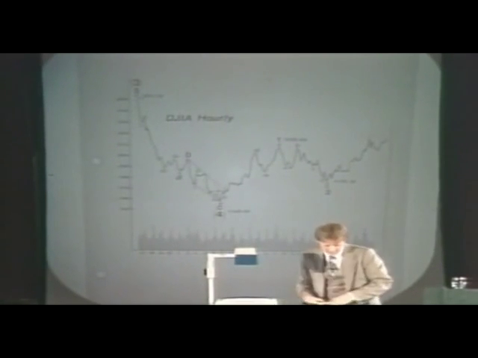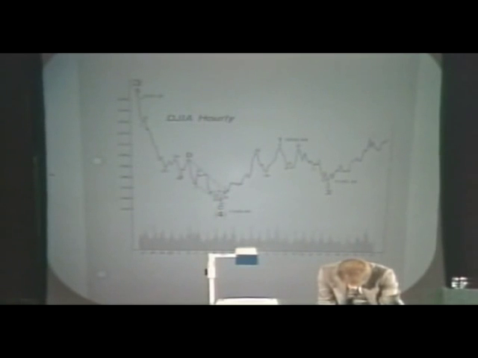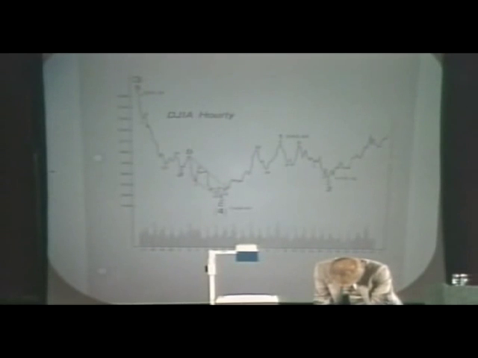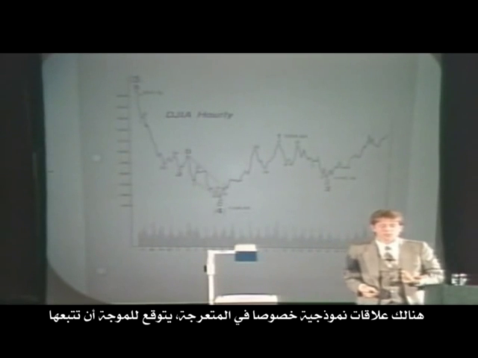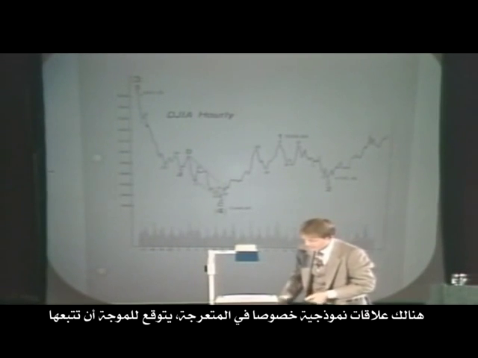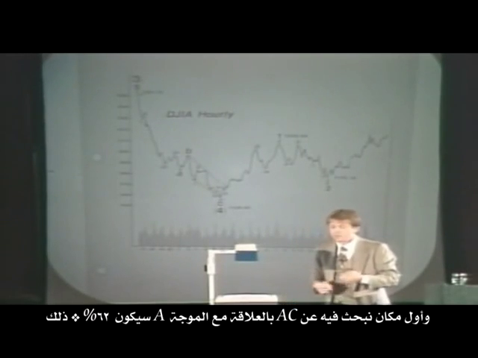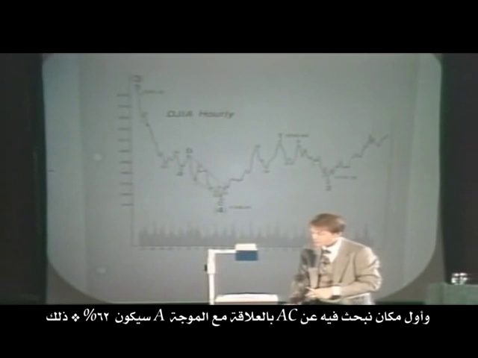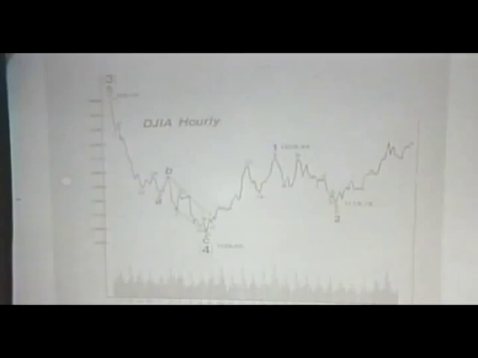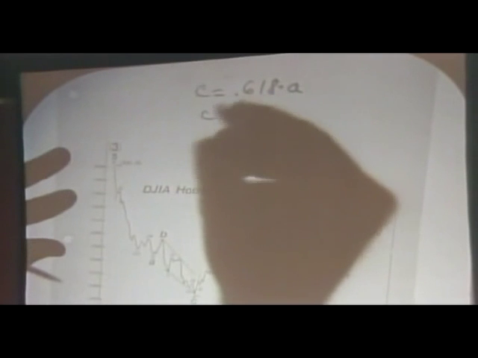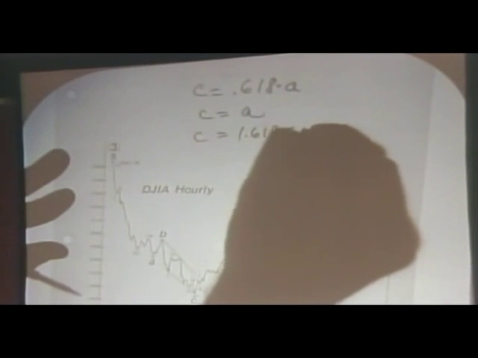In corrective patterns, there are typical relationships, particularly in a zigzag, that you expect the waves to follow. In the first place, you would look for a C relative to an A wave to be a 62% multiple of that. So you look at C equals 0.618 times A. And the next place you would expect to look would be C equals A. And after that, C is 1.618 times A, and so on.